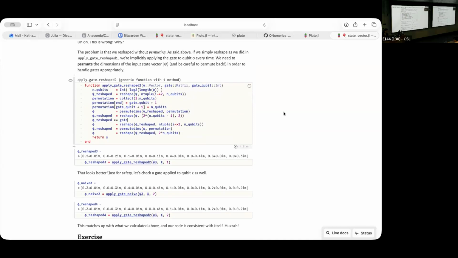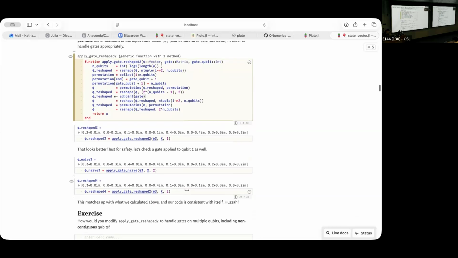Right, because the unitary is actually U psi. To get the arithmetic right, you might have to do U transpose. I think it might be an artifact of me testing this with a gate that is Hermitian. If you try it with Y, you might discover there's an adjoint needed here.